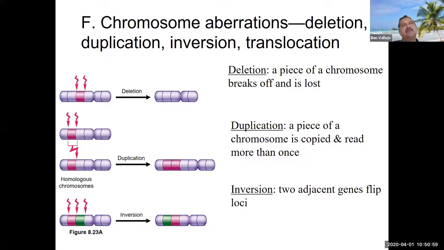Instead of having a different number of chromosomes, you could have the same number of chromosomes in your karyotype, but you could still have a problem. Here are 4 different ways you can have the problem. You can have a part of a chromosome deleted. You can have a part that is duplicated more than once. So that's a deletion and duplication. An inversion happens when you have 2 adjacent genes that are still there, but they flipped.